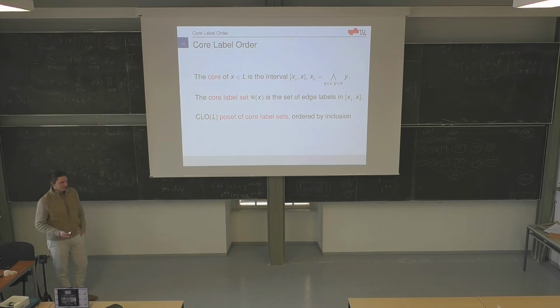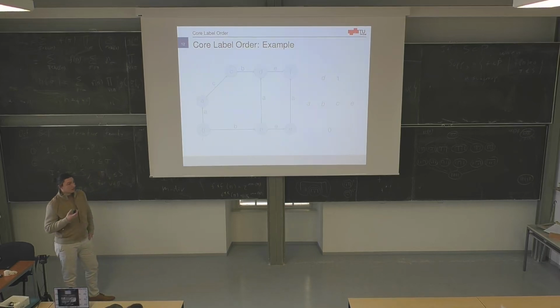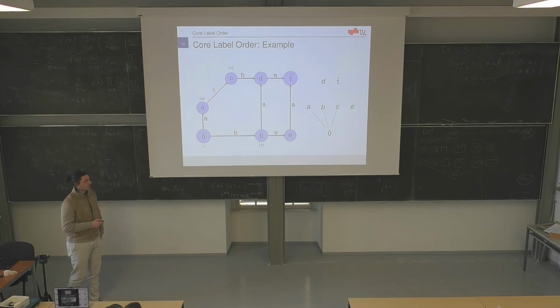So let us do an example. I'm again considering our example from before, and I will identify elements by their core label sets. So I'm getting in the core label order a cover relation from the smallest element, 0, to the join irreducible ones. And what about D? For D, I'm considering now the down covers, which are C and B, and I'm computing their meet, which is in this case 0.